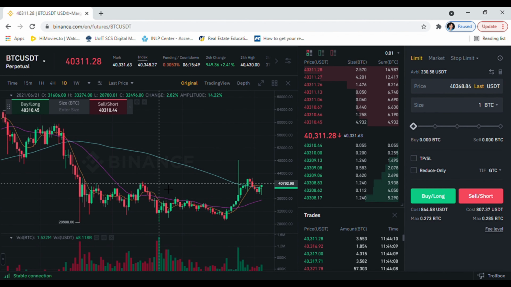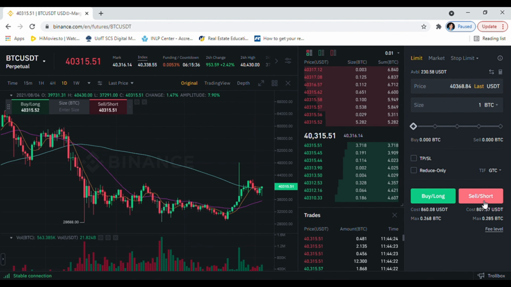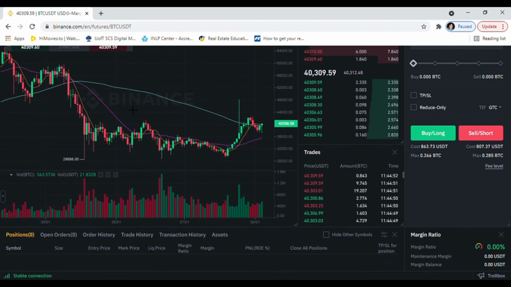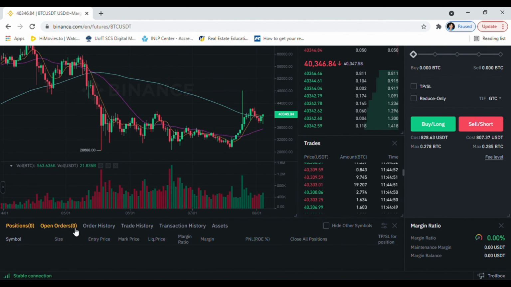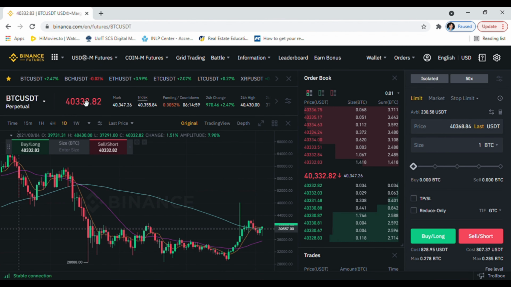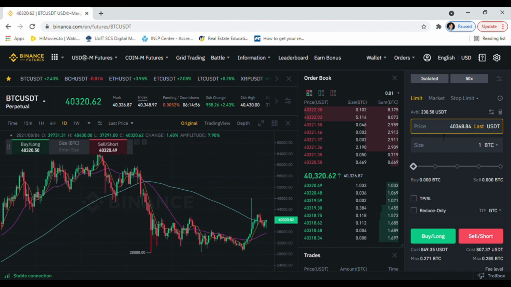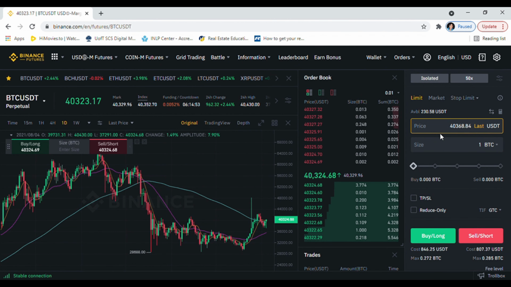So let's say I wanted to sell short when Bitcoin goes to 40,500. When the coin hits that price, it's going to go down, so I sell short. I want to sell short when Bitcoin is at 40,500, right? So now I place my order, it comes to open orders and it will stay there. It will only enter once the price of Bitcoin goes to 40,500. So that's what limit is. You are in control of when you want to enter the market.